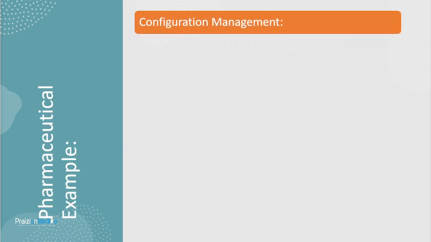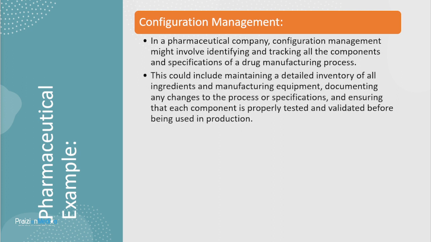The next example is from pharmaceutical. Configuration management here could involve identifying and tracking all the components and specifications of a drug manufacturing process. And this could include maintaining a detailed inventory of all the ingredients, the manufacturing equipment, the lab, documenting any changes to the process or specifications, and ensuring that each component is properly tested and validated before being used in production.